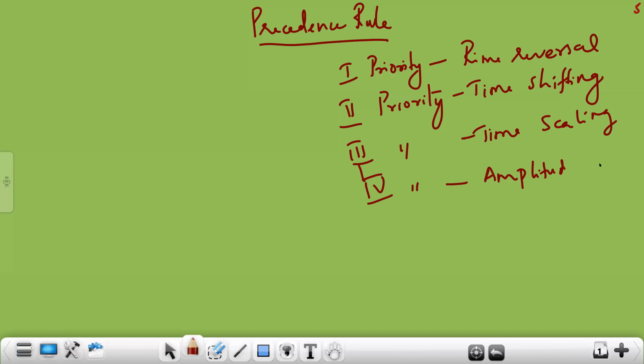Suppose in one equation you need to perform all the things simultaneously, you need to follow this particular order or priority. Is this order clear for you? This you have to remember. Okay, then only you can do the numerical problems.